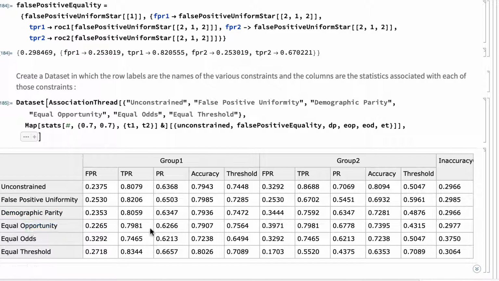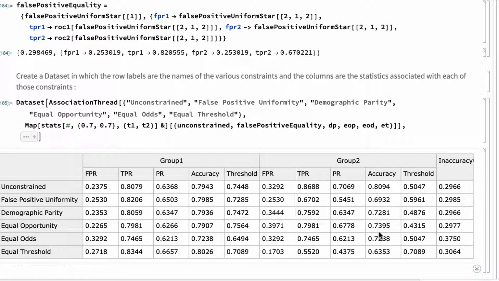Equal opportunity means the true positive rates are the same. Equal odds means the false positive rate and the true positive rate is the same. And equal threshold means that the threshold is the same. And so we can compare, for example, the inaccuracy costs that result from each of these regimes, and we can see that really they're pretty similar. Yeah, equal threshold does drive it up a bit, and the one outlier is equal odds, which, as I've talked about, by forcing group 1 to drop down to group 2's ROC curve, greatly increases the costs of inaccuracy.